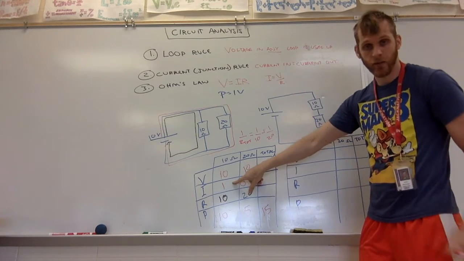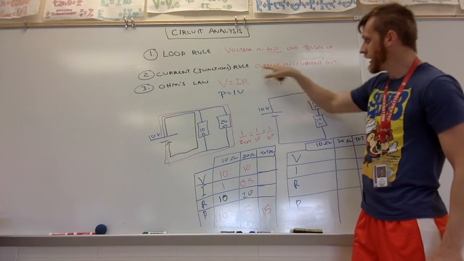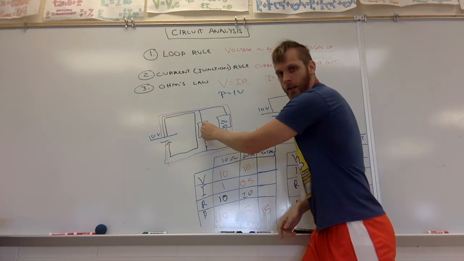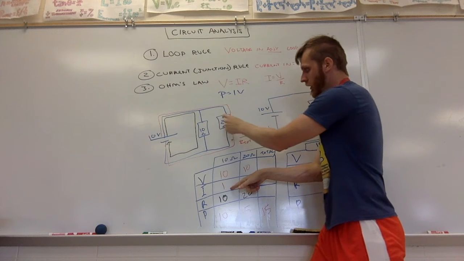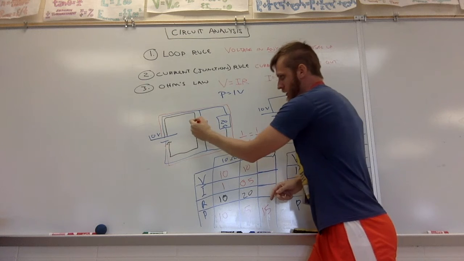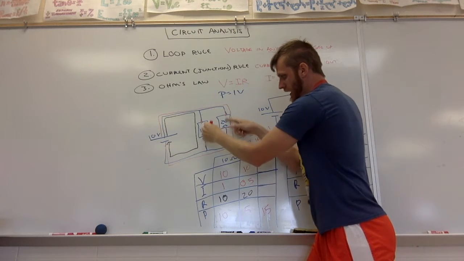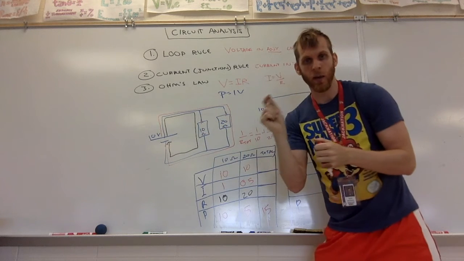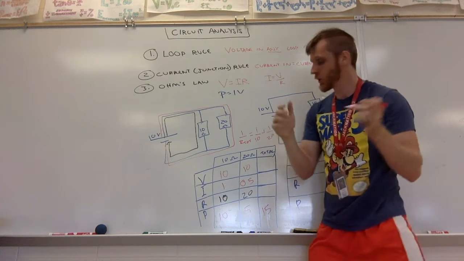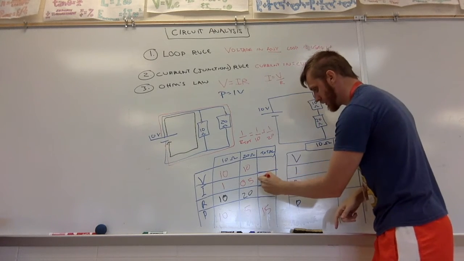I know that the current, let's look at the current. The current in has to equal the current out. So the current in this one is 1 amp. The current in this one is going to equal 0.5 amps. So this is 1 amp, this is 0.5 amps. They meet back up at the battery. So what's the current on the battery? Well, it has to give out 1 amp and 0.5 amps. So the total current has to be 1.5 amps.